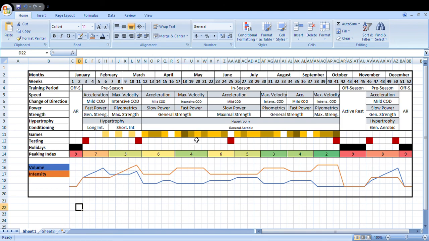So as you can see here, in these parts where we need to be more at our peak, we have greater intensity and lower volumes. It evens out here, and then towards the end, our intensity gets pretty high and our volume drops off quite a bit, so we can be at our best.